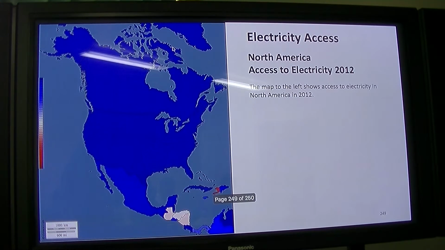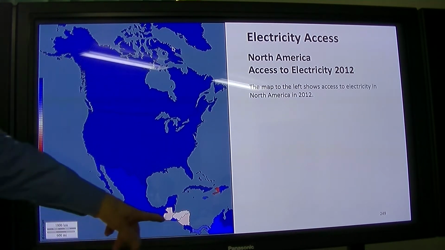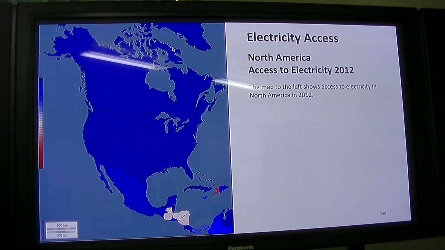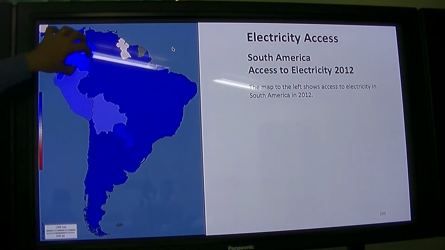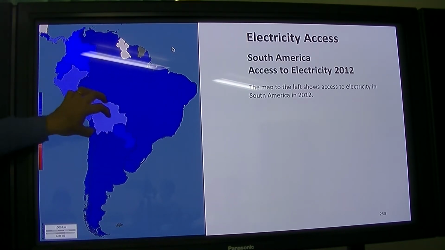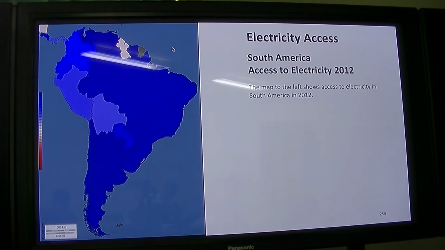That's not surprising. We can see Central America, and again, you can see how different Haiti is and how staggeringly poor that country is. South America, again, you can see these Andean countries have lower access to electricity. You can see that's a big measure, and that it's definitely correlated with GDP.